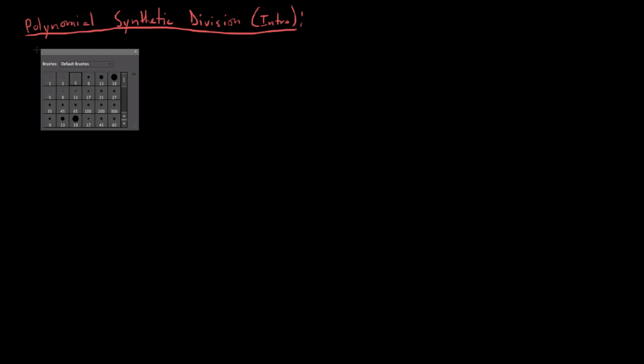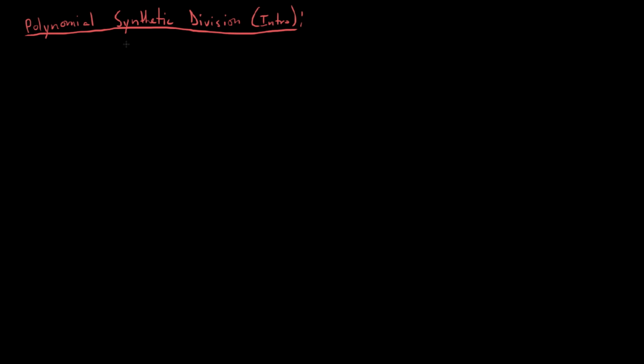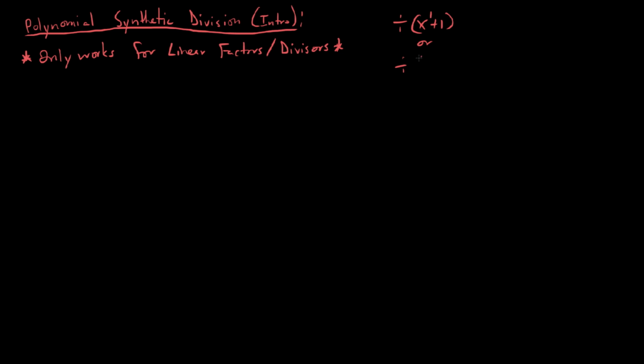So synthetic division, I think we should probably start with this. The fact of the matter is, when we discuss synthetic division, I think you need to write this in your notes if you're taking notes. It only works for linear factors, or linear divisors. So the fact of the matter is, we could not divide with synthetic division if we were dividing by something like x plus 1. That's a linear factor, a linear divisor. Or divide by x minus pi. That is a linear factor. These are acceptable.